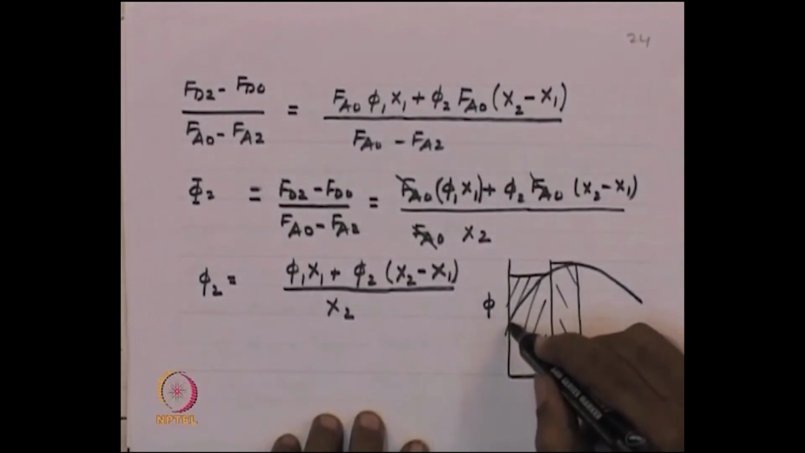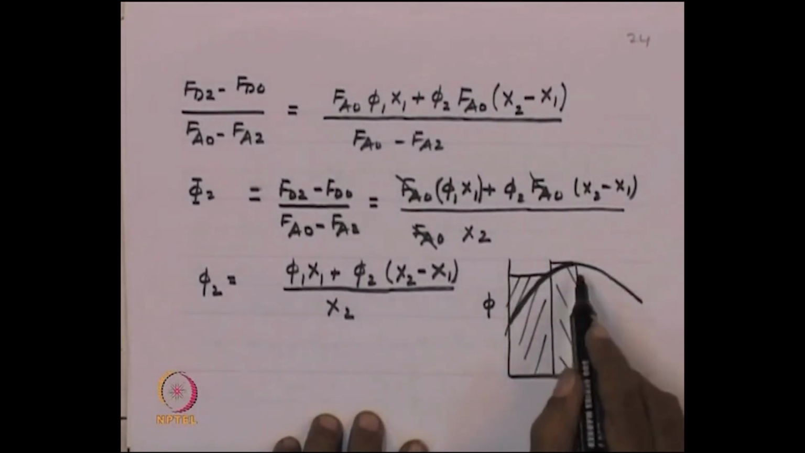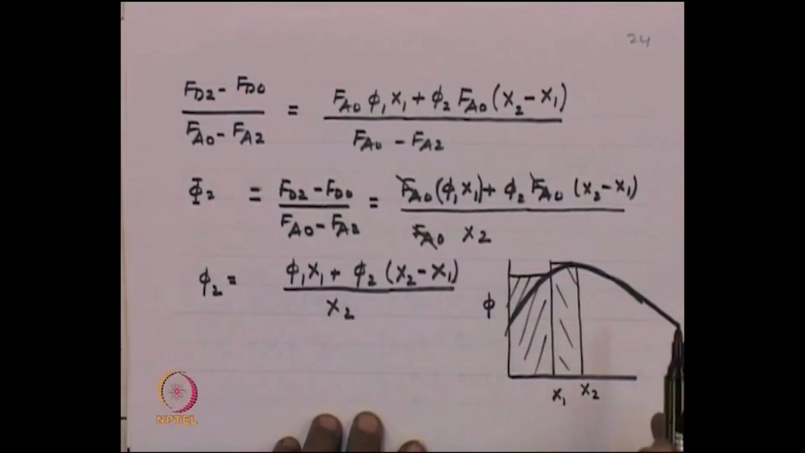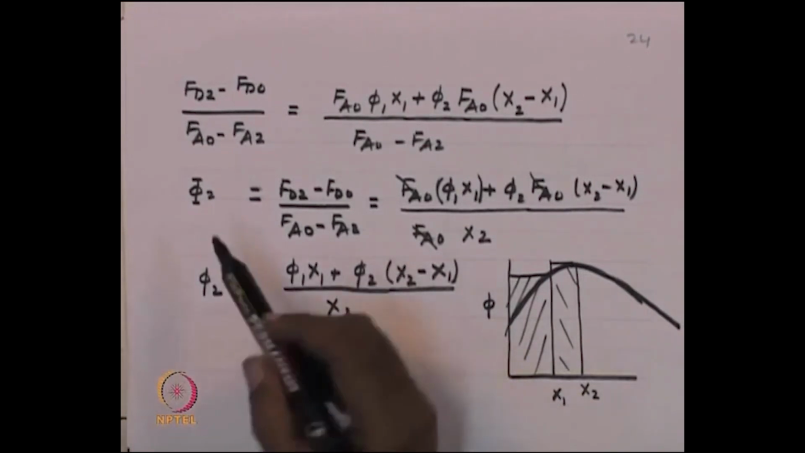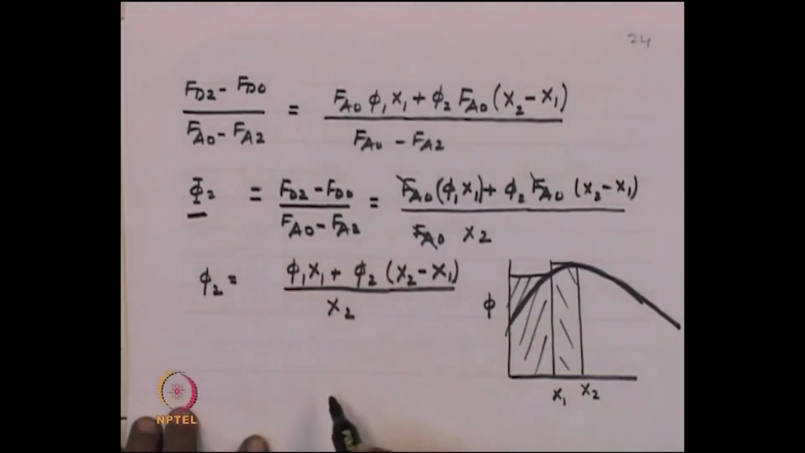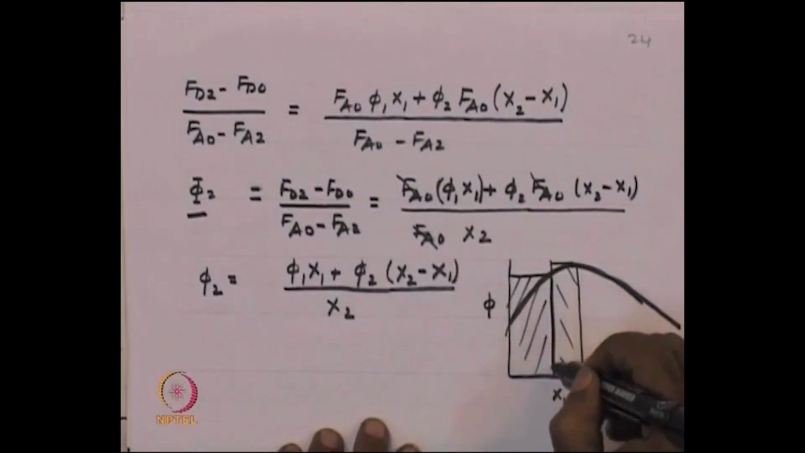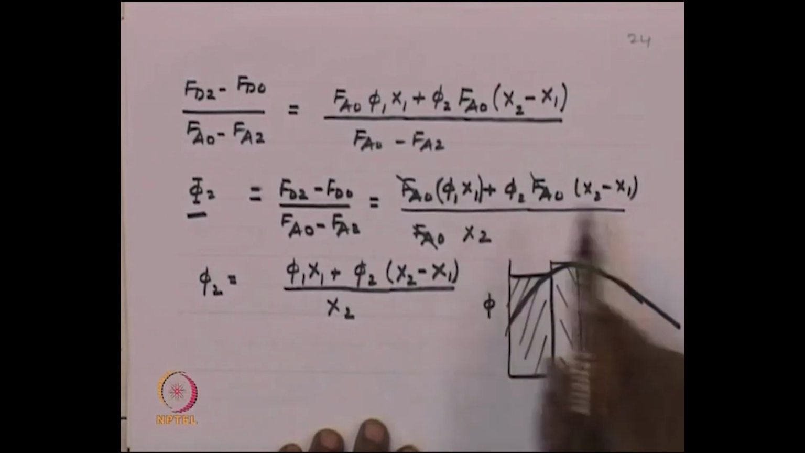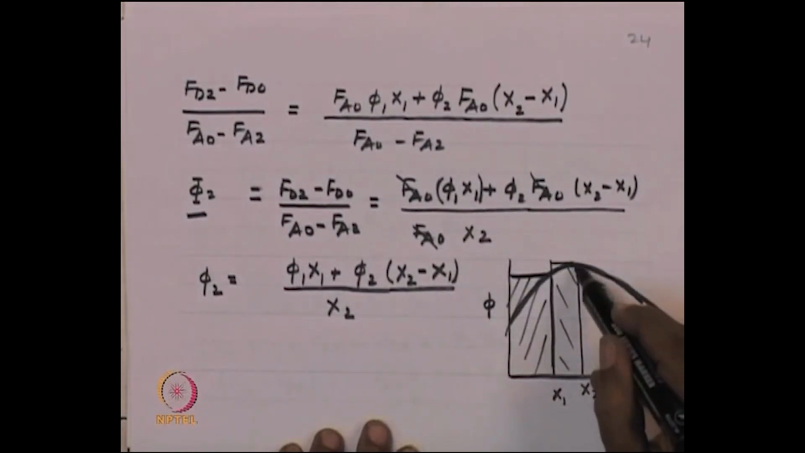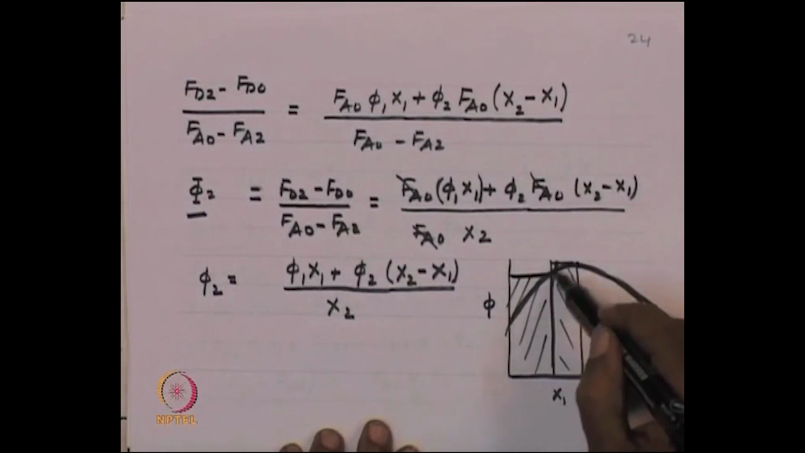That means, if you have this function here, this is the data that we got from our experiments, correct. So, the overall yield that you will get in a 2 tank sequence is what? Phi 1 x 1, that is this rectangle, plus phi 2 times x 2 minus x 1, this rectangle.